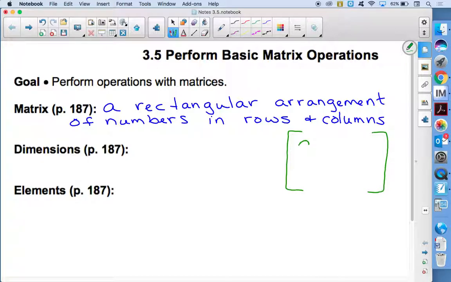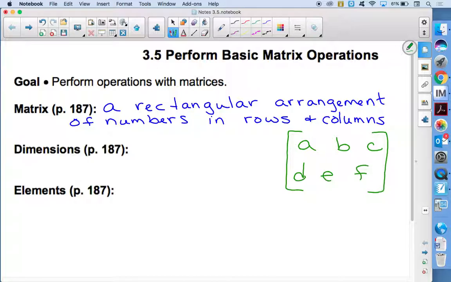So a matrix, when you read it, you start at the top left, you read all across the row, and then you go underneath. So when you read a matrix, you go across the row, and then you go underneath to the second row, and you move across. So a matrix might be something that looks like this.